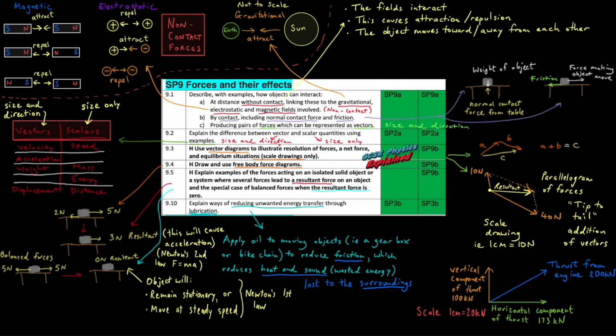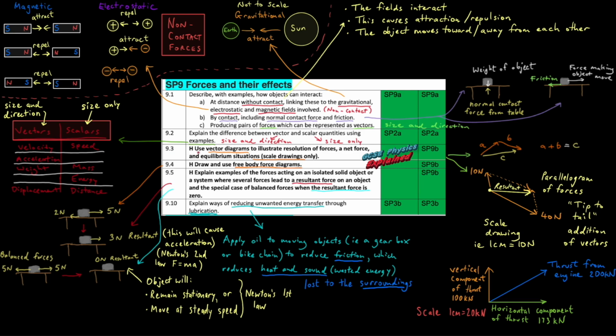9.2. Explain the difference between vector and scalar quantities using examples. So a vector has size and direction, whereas a scalar has size only. Some examples of scalars are speed, mass, energy, distance. Some examples of vectors are velocity, acceleration, weight and displacement. The most common ones: if you give speed a direction, it becomes velocity, and if you give distance a direction, it becomes displacement.